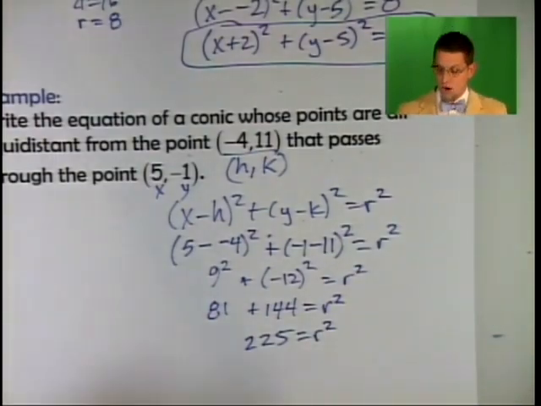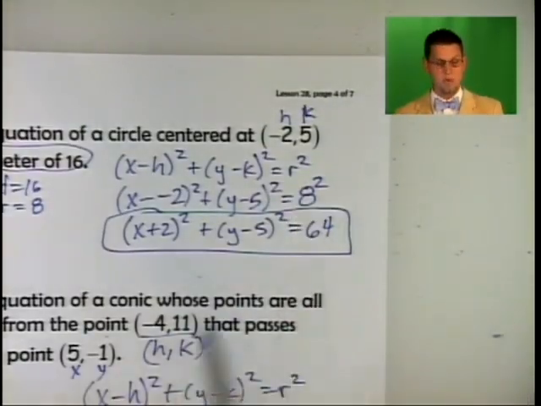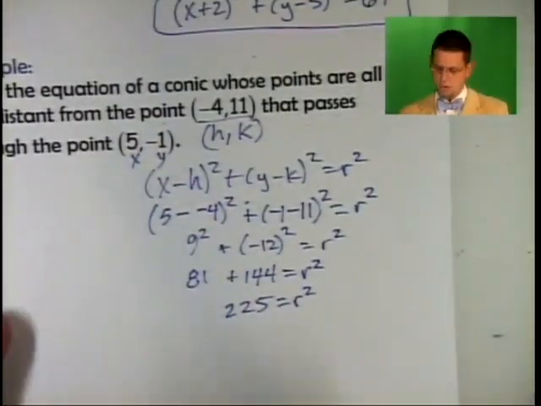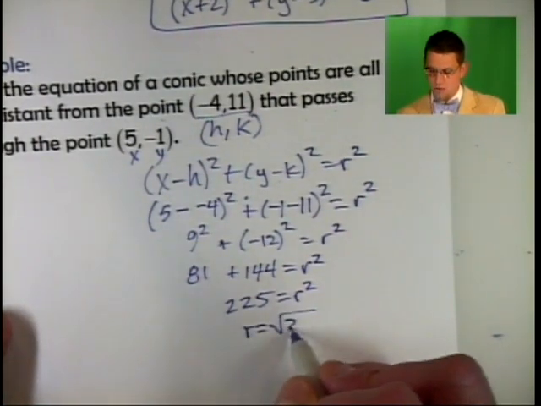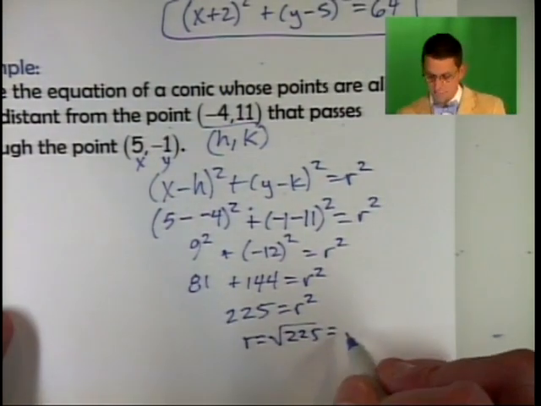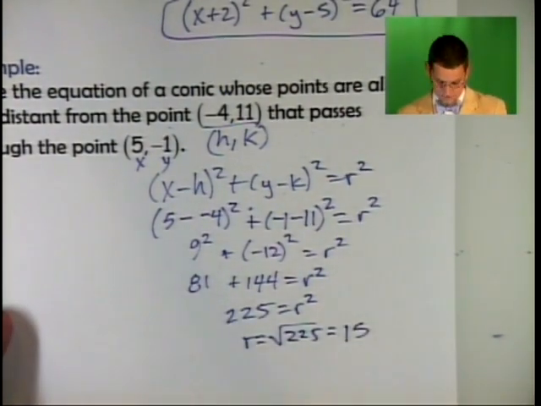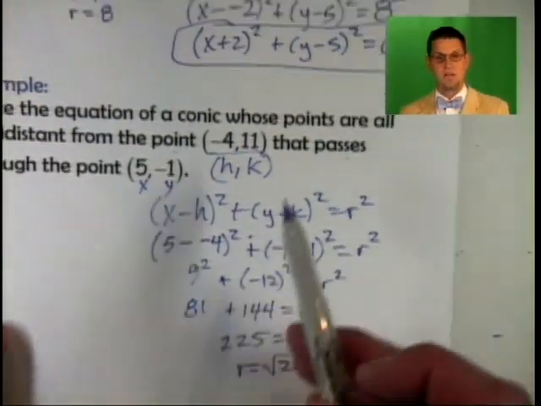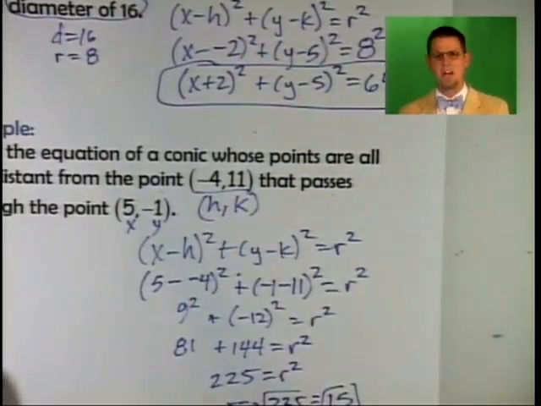Now, really, we only need r squared, remember, for the equation. We plug that right in. But it's always nice to know what the radius is. The radius is the square root of 225. And in this case, it's positive, because radii are only positive, which gives us the fantastic number of 15. So the radius is 15. The center is at (-4, 11). I'm not going to draw that one, because that's going to be a very large circle.